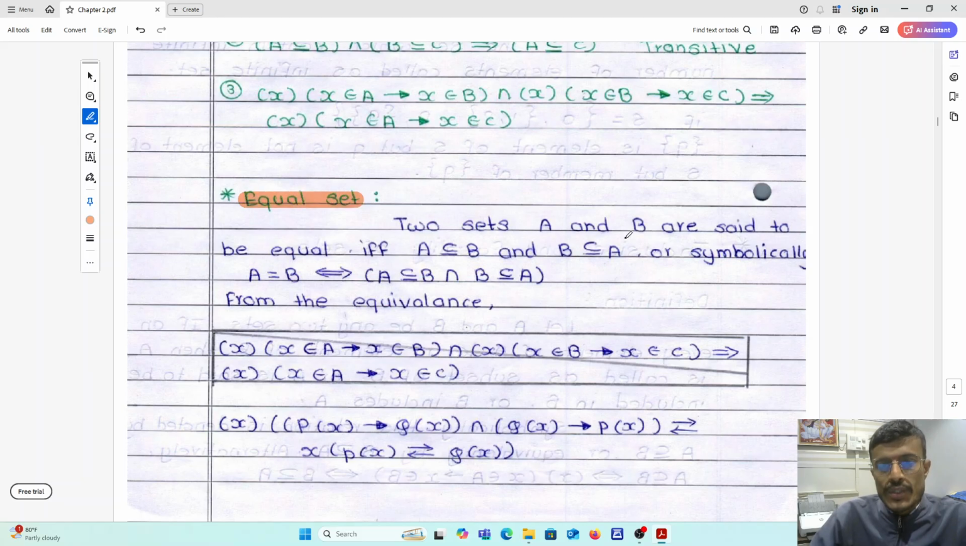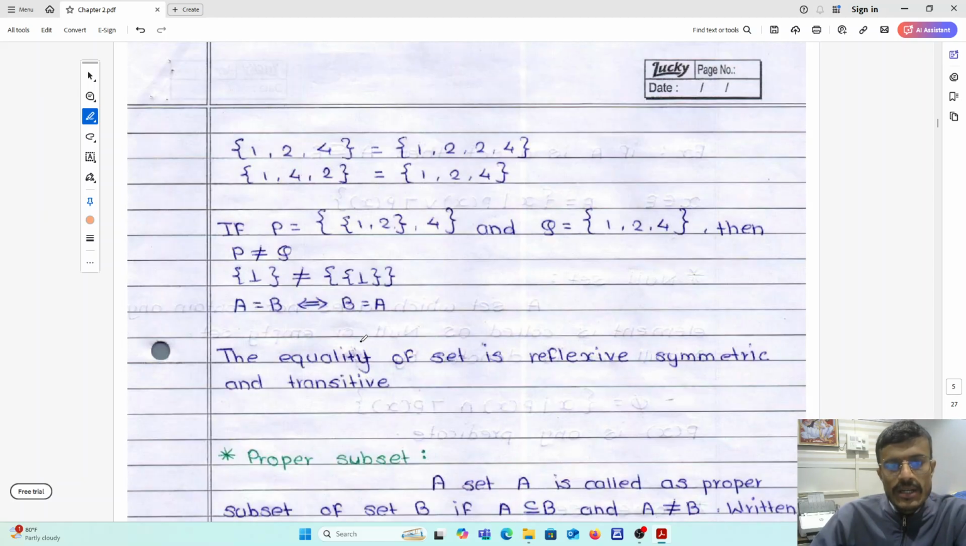What they have given? Two sets A and B are said to be equal if and only if A is a subset of B and B is a subset of A, or symbolically A = B, which is equivalent to A is a subset of B and B is a subset of A. Then A and B are called equivalent to each other. What I mentioned here, A should be a subset of B, B should be a subset of A. If both the conditions are satisfied, then symbolically it is represented as A = B, and then it is called equal sets. Fine. So that is the equality of the two sets.